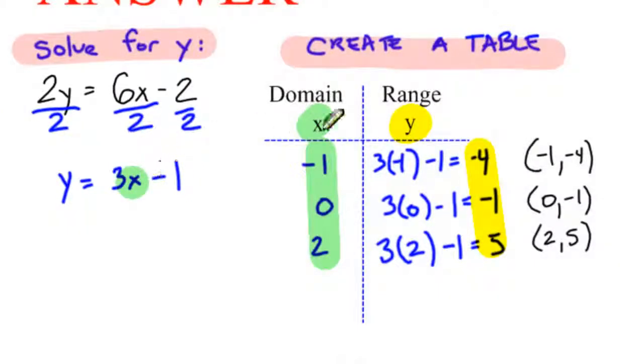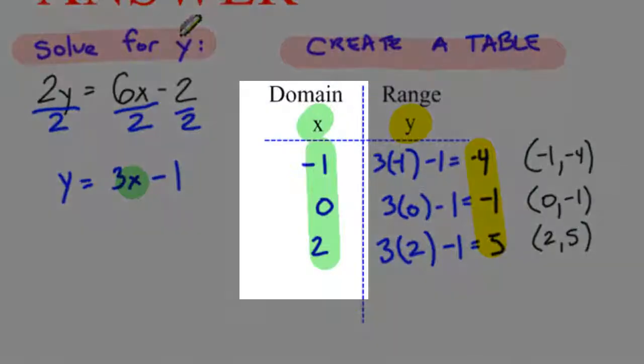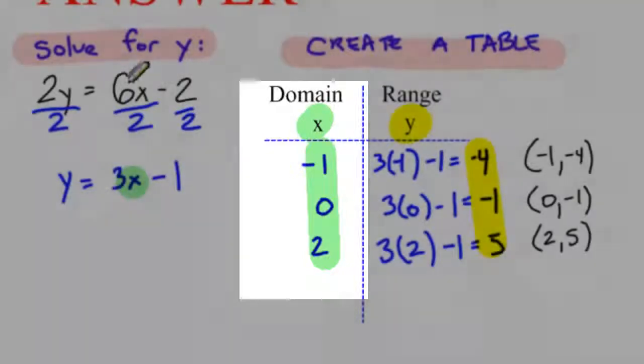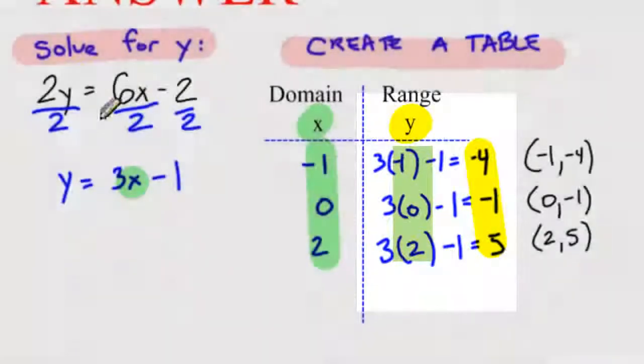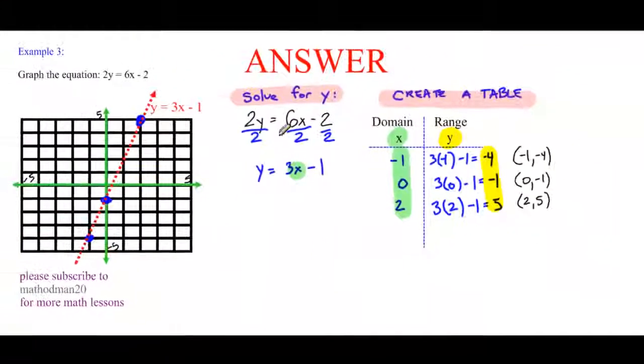The next step is to pick your own domains. A little tip for you is that you should pick the easiest numbers to work with. I always like picking 0 and 1 or negative 1 because those numbers are easy to plug in. Once you've picked your domains, plug them into your equation to get your ranges, and the last step is just to plot your points. Hopefully you learned one way to graph, and I'll show you more in the future.